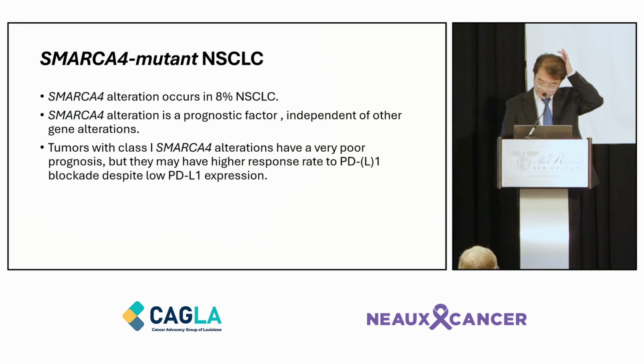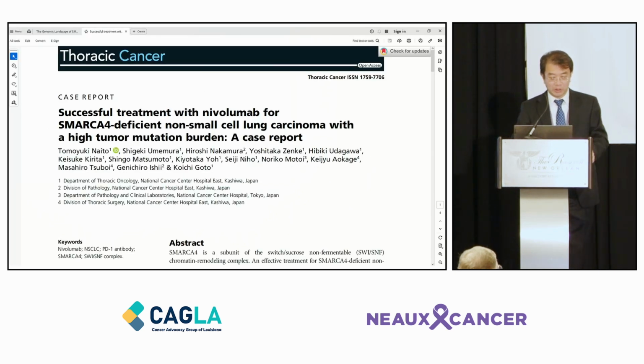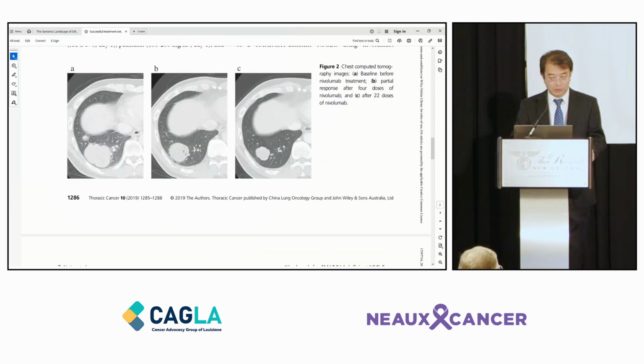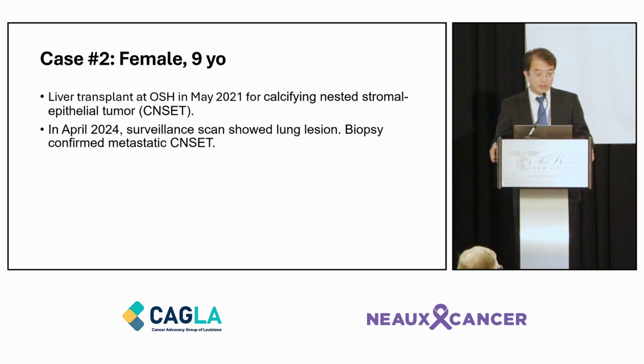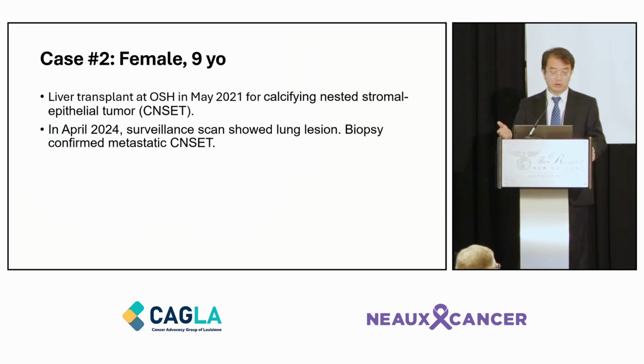Okay. The second case, we can jump to the second case. The second case was sent to me by a pediatric oncologist, Dr. Corey Falcon, and he is not here, but I just want to present some clinical information here. This is a 9-year-old girl, and in 1921 she had a liver transplant due to a diagnosis of calcifying nested stromal epithelial tumor. Somebody heard about this before?